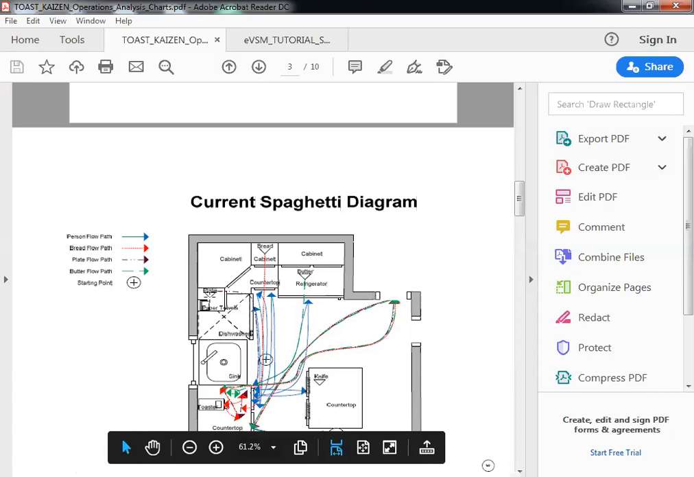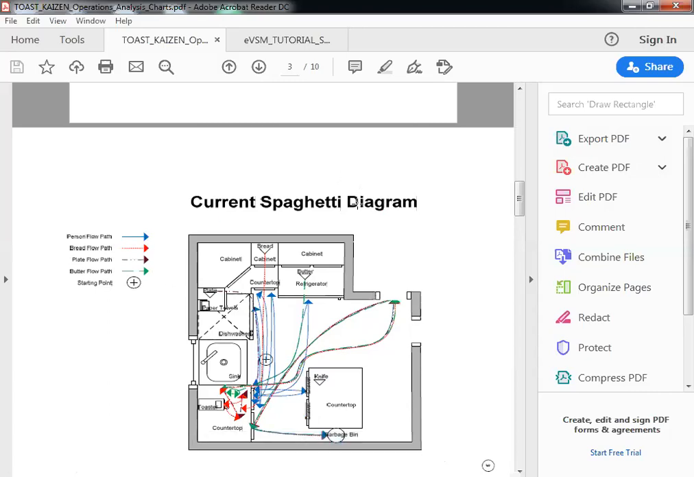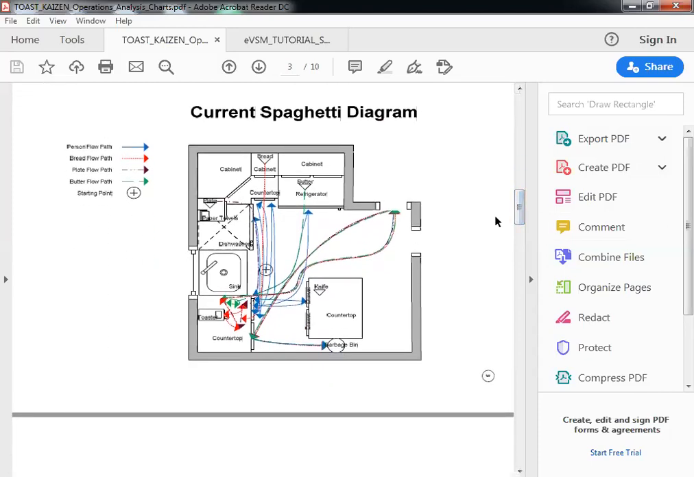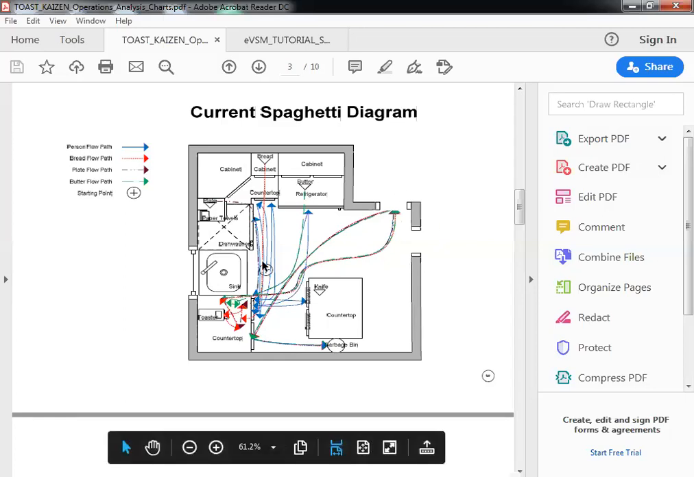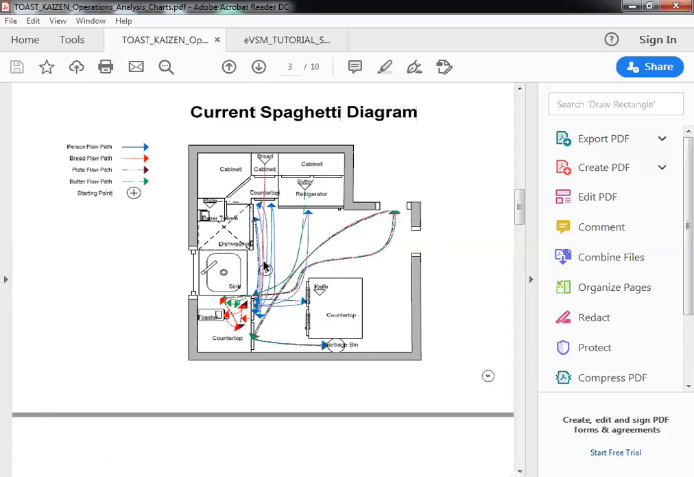Is it the plate and the buttered toast being taken to the door over here to ask the wife, honey, the toast is ready? So what the current spaghetti diagram is doing is it is only mapping the transportation steps that were captured in the flow process chart. Now you can see again that once you have a spaghetti diagram, you look at things like travel distance, look at things like crisscrossing, you look at number of trips which are back and forth. You can see very clearly that the current state of the spaghetti diagram is showing a lot of transportation.